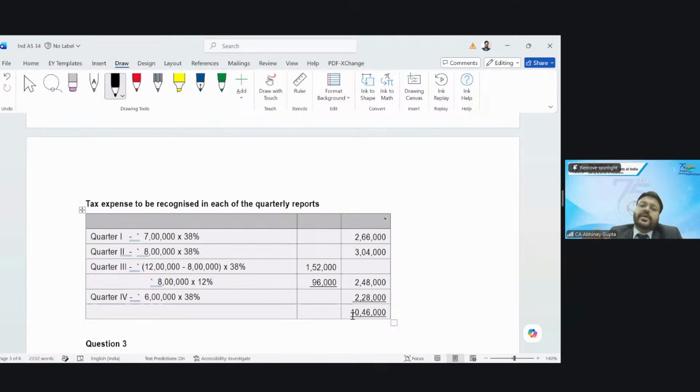Because this specific income is being realized or earned in quarter three, it will be taxed in quarter three only, right? So for 8 lakh, it will be 12%, and the total tax comes to 248. And for quarter four, 6 lakh is the normal income, normal tax rate, weighted average rate is 38%. So this is how for each of the 4 quarters, we would be computing the tax amounts.